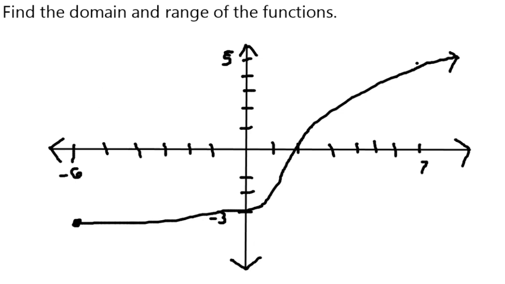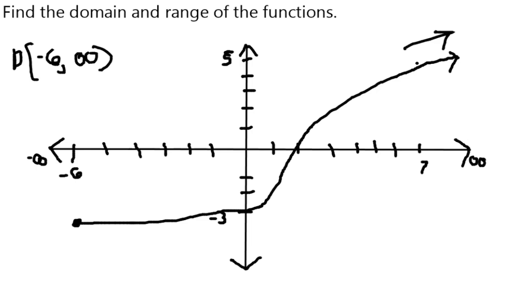So again, the domain is going to be -infinity to positive infinity, and we're going to use all of the x values. So now we're going to use a bracket and the parenthesis on the infinity, because this thing will just continue to rise up till positive infinity.